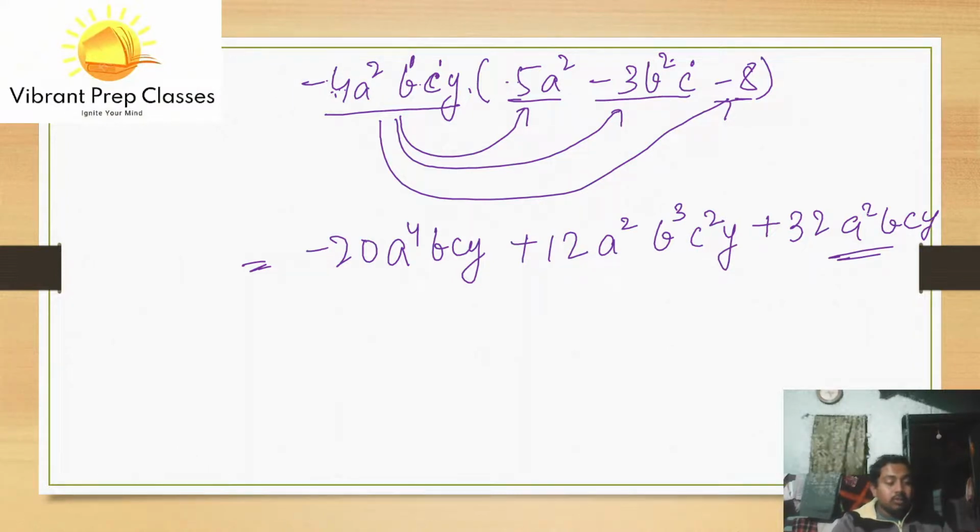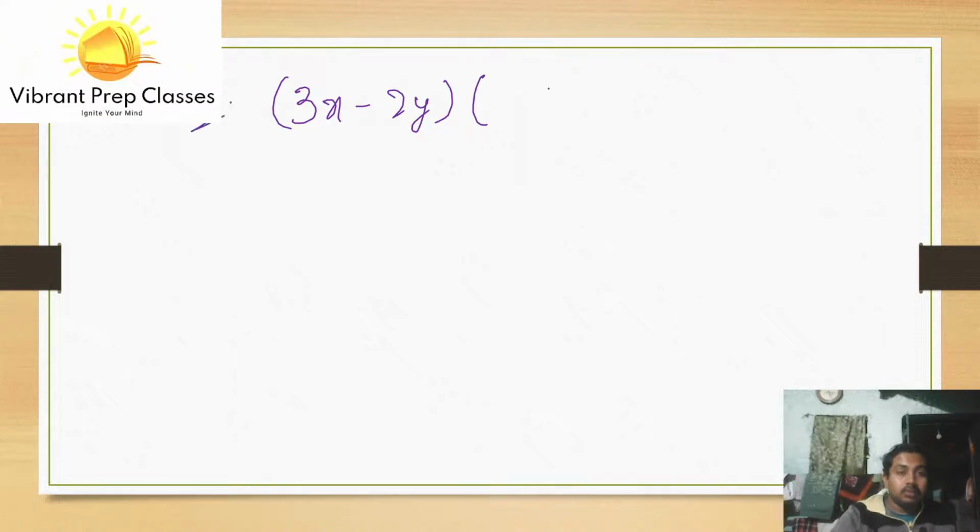Now we try something different. A bit of a different type of question. We try this. It is again multiplication only, but here if you are given something like 3x minus 2y, multiply this with x² plus 2xy. So we'll be multiplying these two.